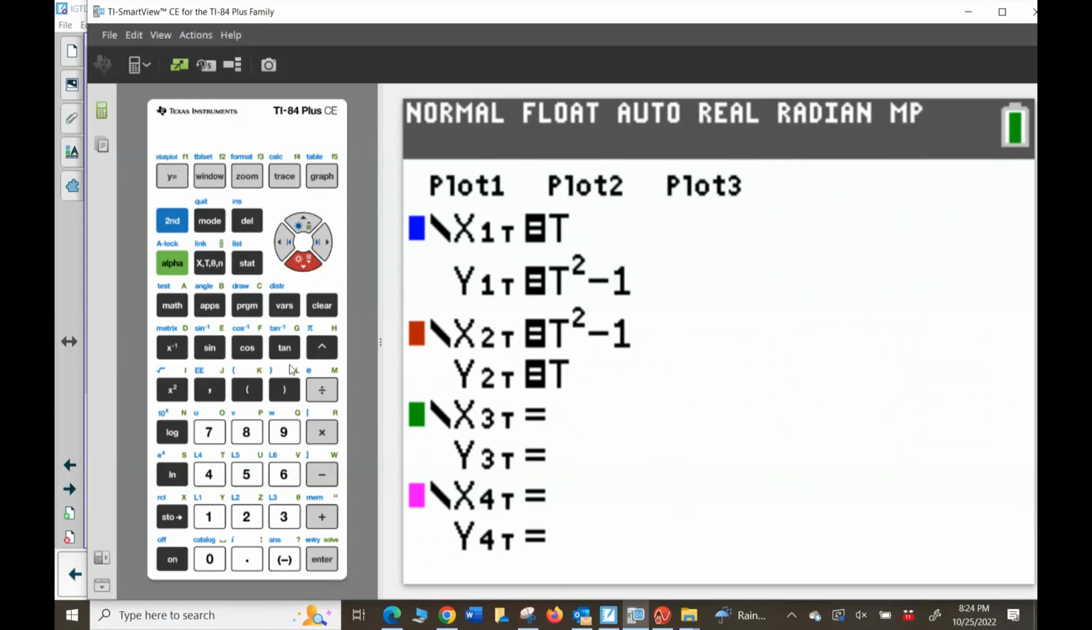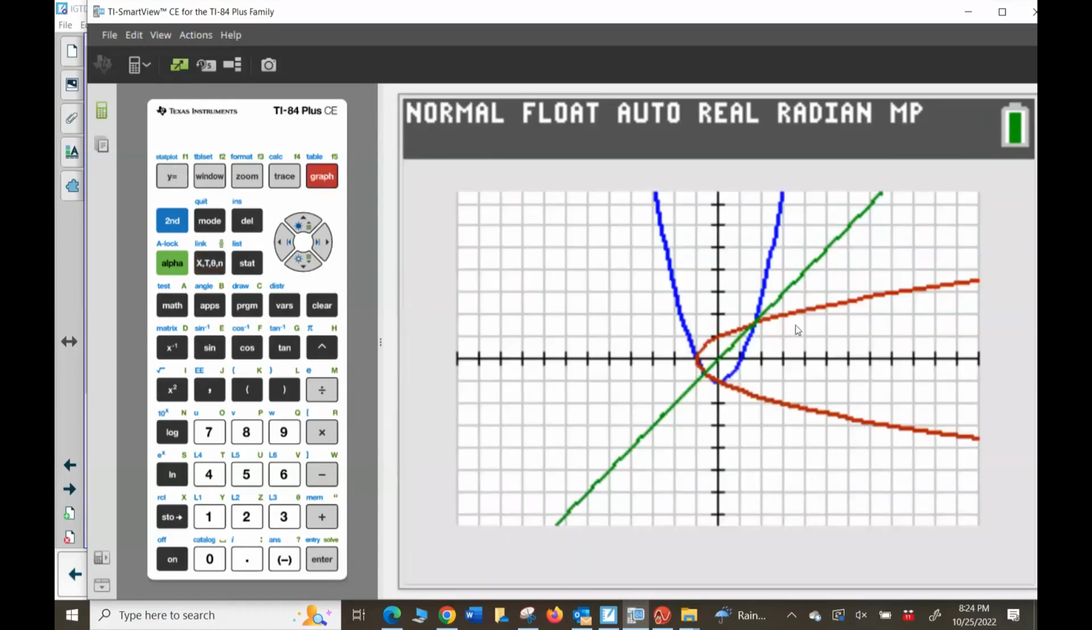And the line y equals x, it's pretty easy to graph though. If you haven't done this for a while, you're kind of stumped. All you do is put in t for each of those. So x sub 3 of t is t and y sub 3 is t also. So that'll be the line y equals x, they're equal. So now press graph and look at that beautiful symmetry. Look at that. Okay, just beautiful, just beautiful.